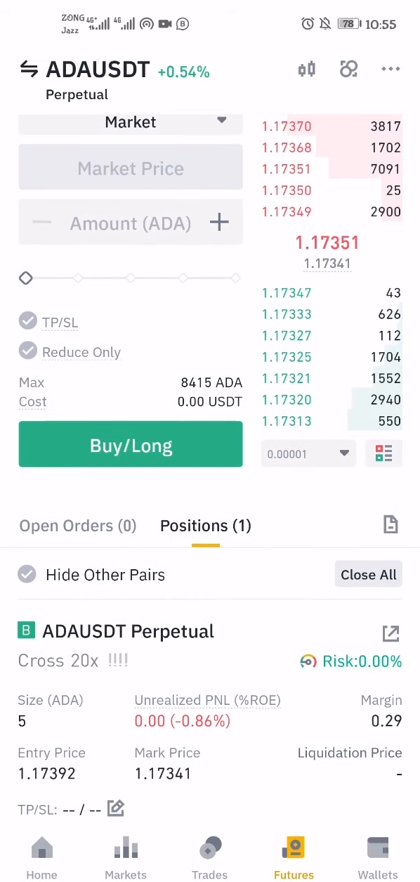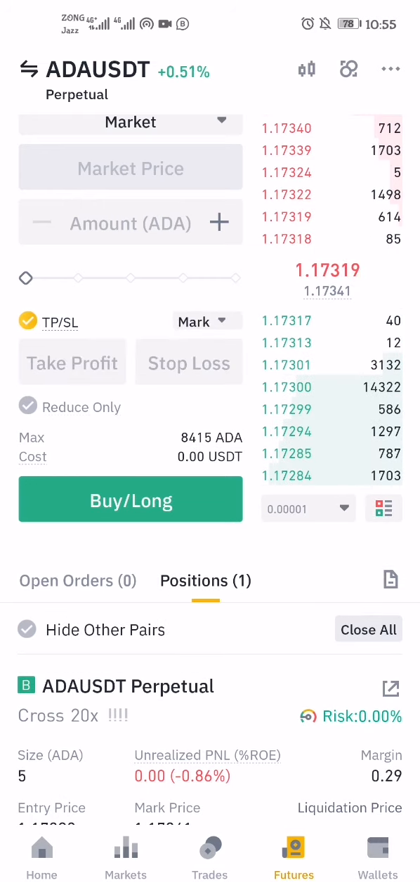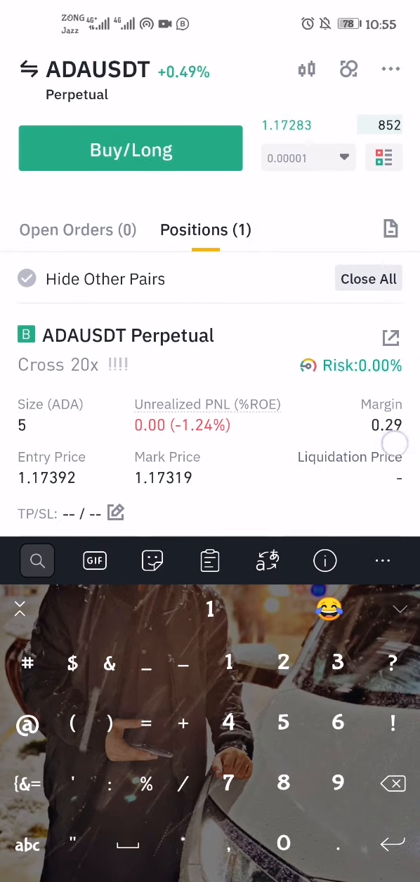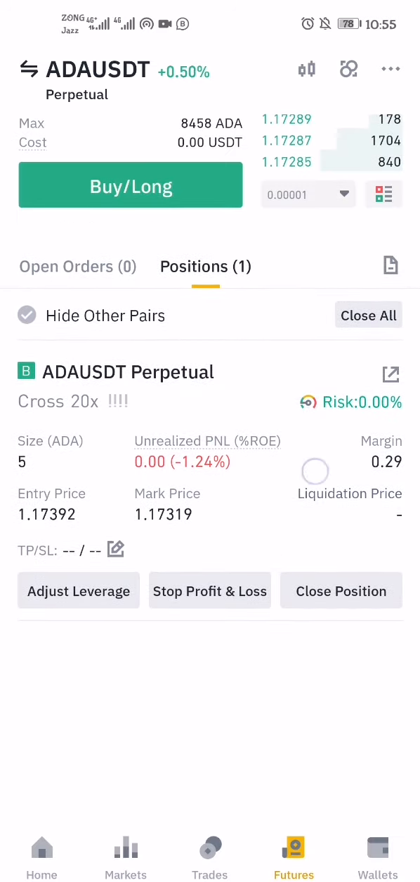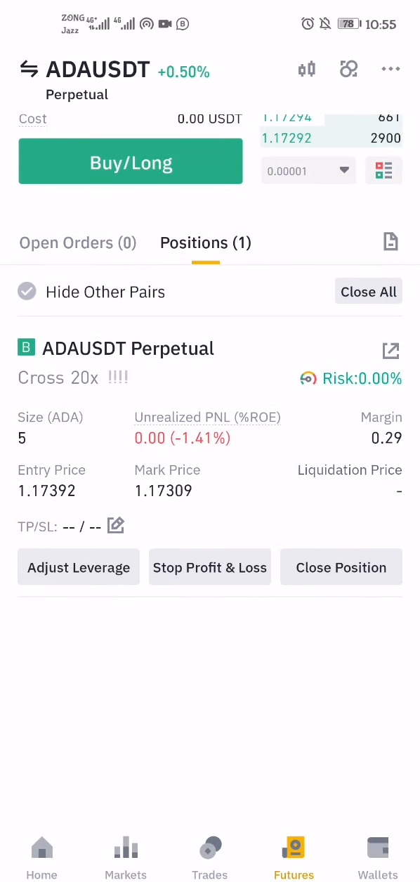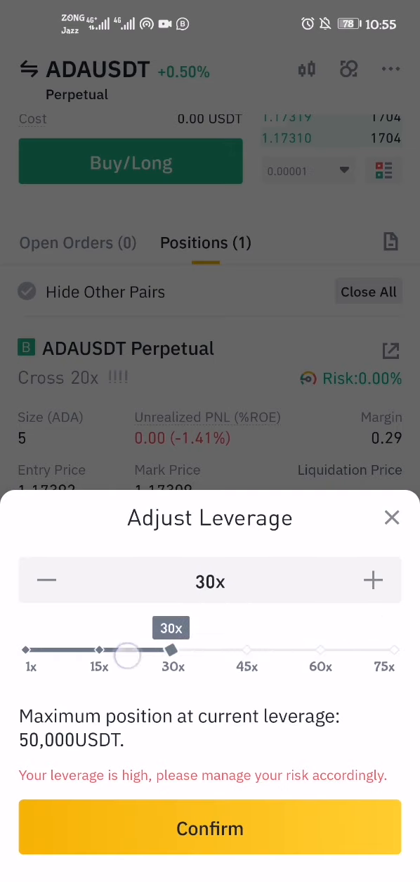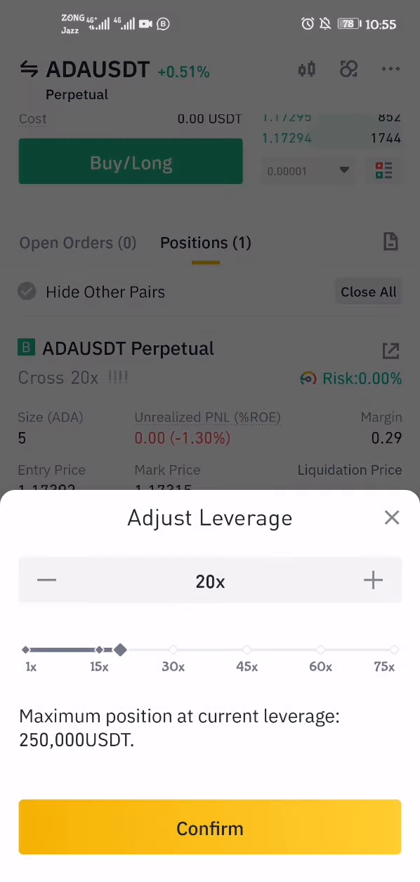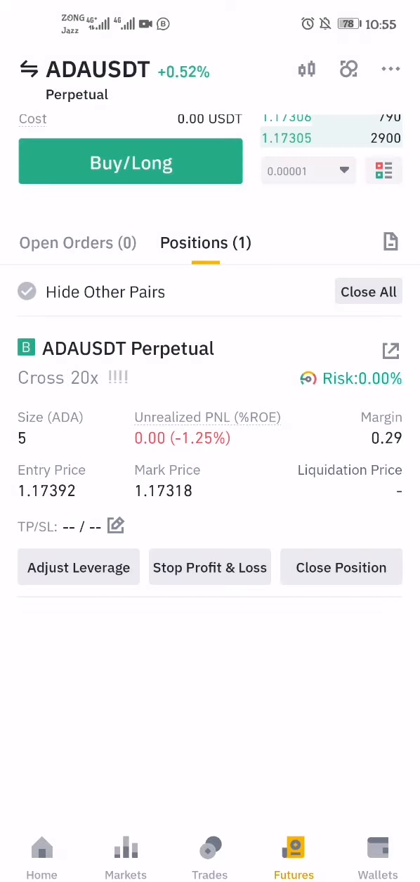Now here are a few more functions. You can put your take profit and stop loss here too, and once you enter a position, you can adjust your leverage from here. Increasing your leverage will bring your liquidation price closer. Decreasing your leverage will move your liquidation price further away. So that's why we suggest not playing with very high leverage.